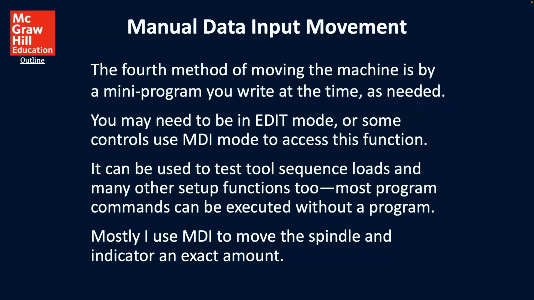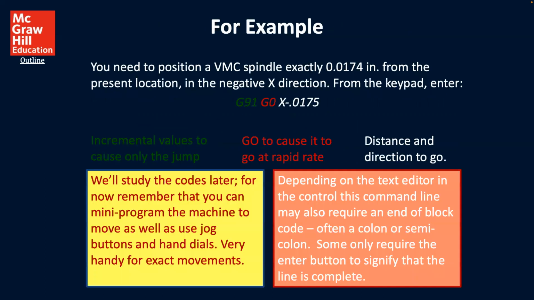The fourth method of moving the machine is by a mini program you write at the time as needed. You may need to be in edit mode on some controls, use MDI mode to access this function. It can be used to test tools, sequence loads, and many other setup functions too. Most program commands can be executed without a program. Mostly, the authors of the textbook said, I use MDI to move the spindle an indicator an exact amount.